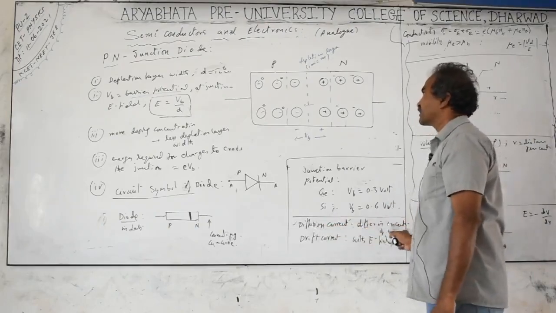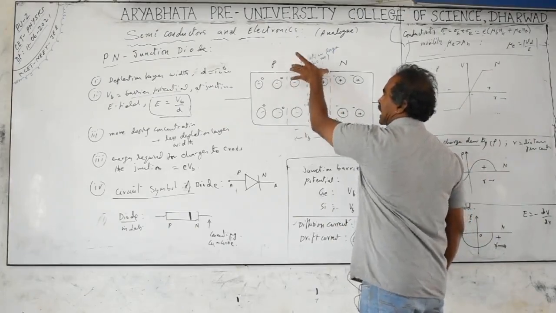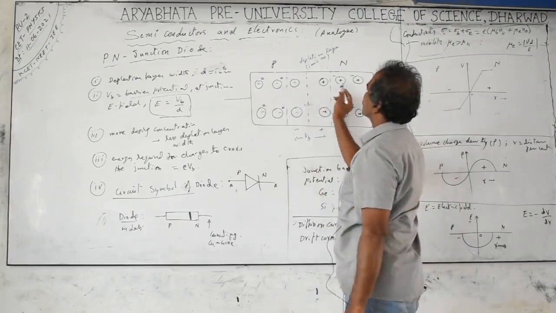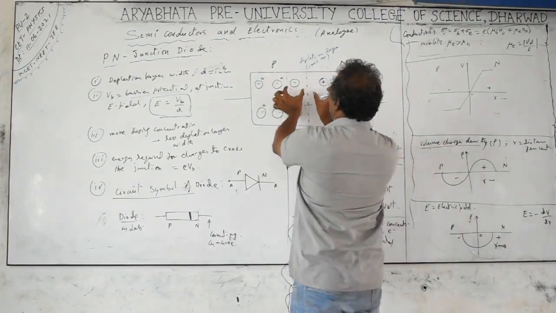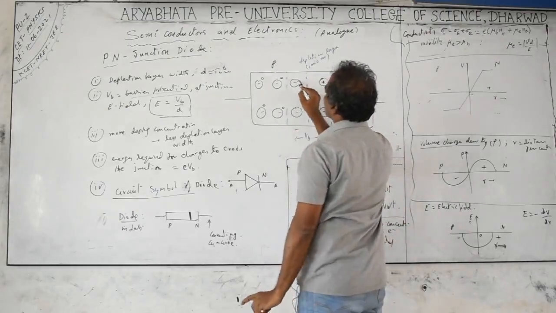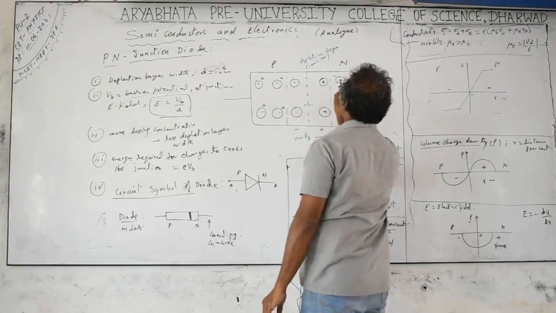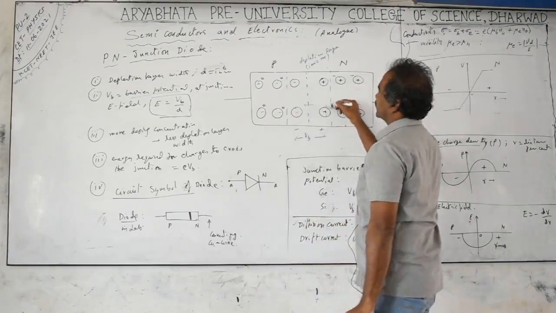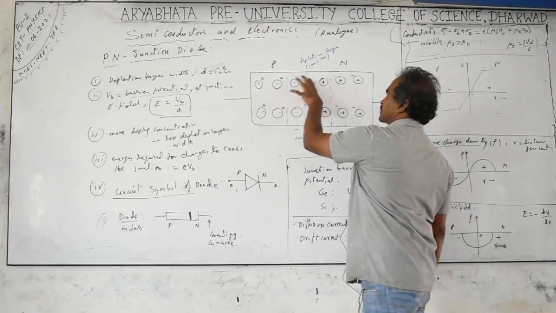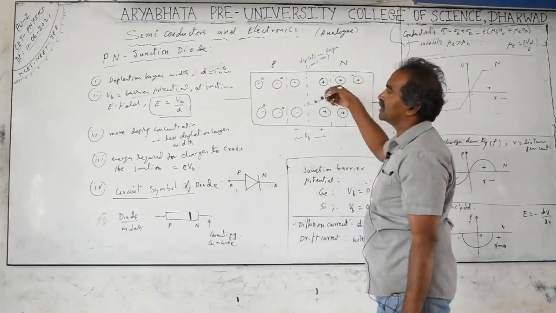But this only takes place temporarily, for just a fraction of a second. Electrons go here and ions are formed here. Thereafter, more electrons will try to go, with millions of ions produced here. These electrons will try to go further, but the negative ions repel the negative electrons, and similarly the positive ions at the junction repel the positive charges. So a little migration takes place initially, but after that the movement of charges stops.